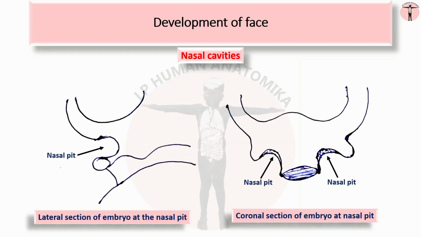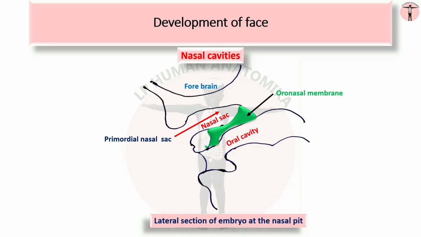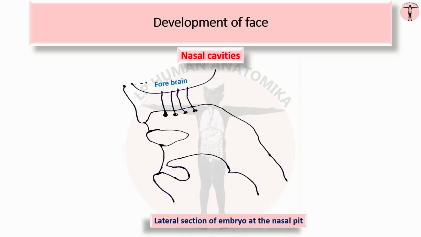During the sixth week, the nasal pits deepen considerably, partly because of the growth of the surrounding nasal prominences and partly because of their penetration into the underlying mesenchyme. The deepening of the nasal pits forms the primordial nasal sacs. Each nasal sac grows dorsally, ventral to the developing forebrain. At first, the nasal sacs are separated from the oral cavity by the oronasal membrane or buccopharyngeal membrane. The membrane ruptures by the end of the sixth week of development. Now, with the rupture of the oronasal membrane, the nasal sac and the oral cavities communicate with each other.